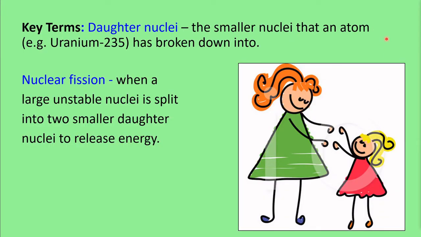So before we talk about controlled nuclear fission, let's just talk about 2 key terms. The first is daughter nuclei. These are the smaller nuclei that an atom, for example uranium-235, breaks down into. So they're the parts where the 3 neutrons are then emitted from. And the next term, nuclear fission, is when a large, unstable nucleus is split into 2 smaller nuclei to release energy.